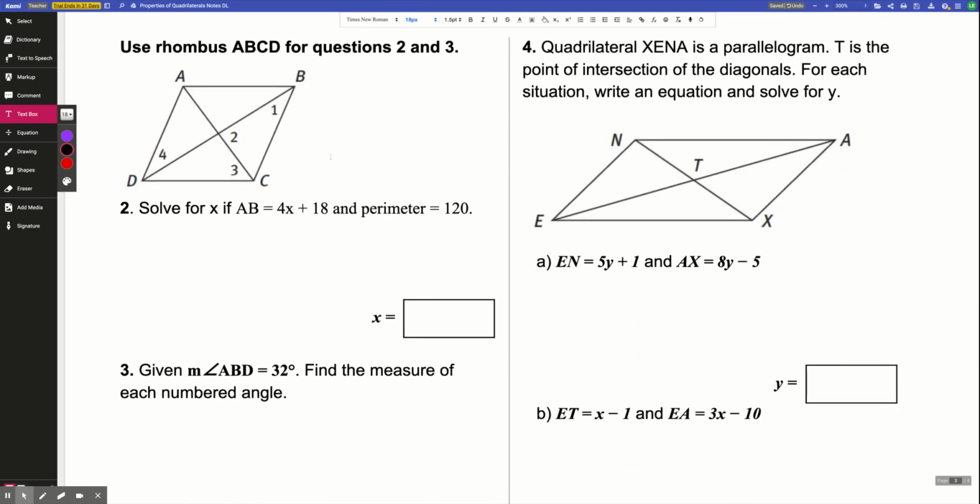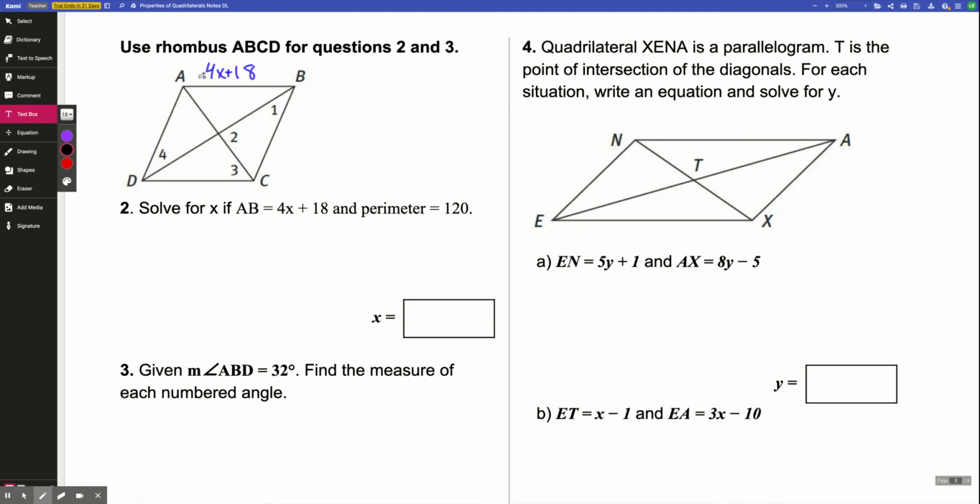So for 2 and 3 here, we're dealing with this rhombus right here. So remember, with a rhombus, we have 4 congruent sides, we have angles that are bisected, and we have 90-degree or perpendicular diagonals. Okay, so 2 says solve for x if AB is 4x plus 18, and the perimeter is 120.